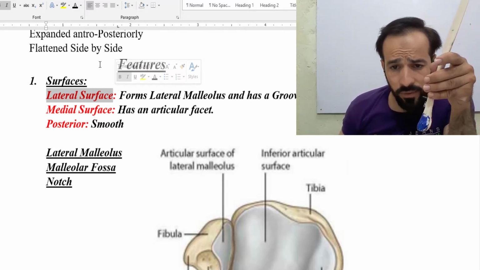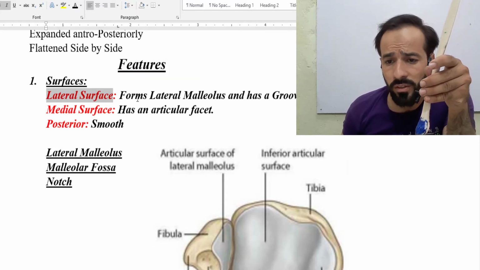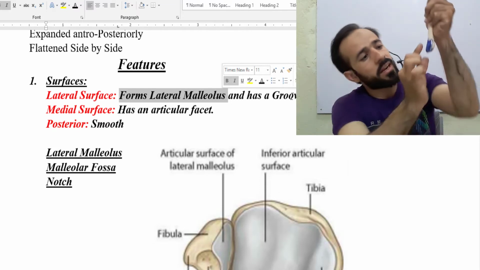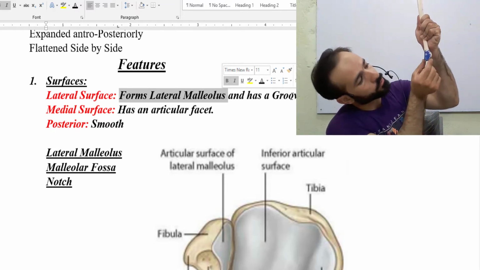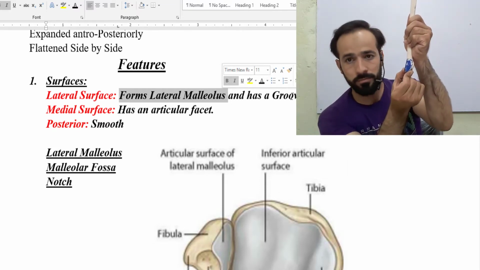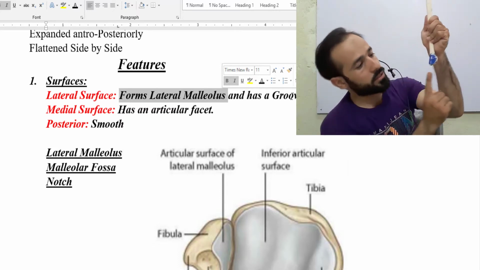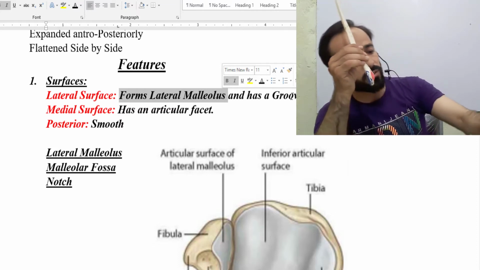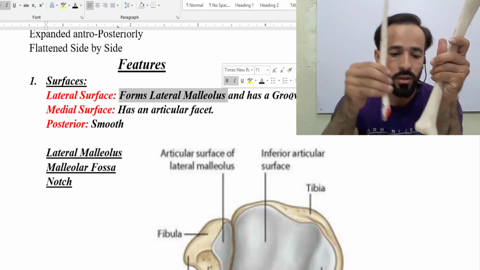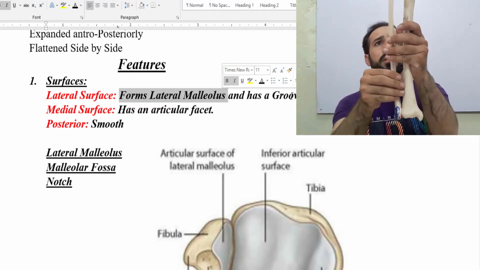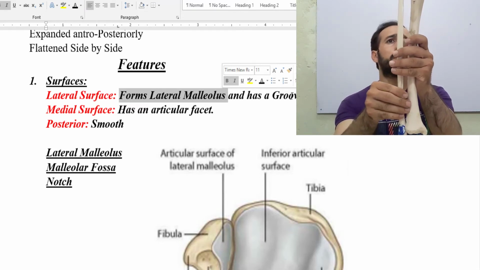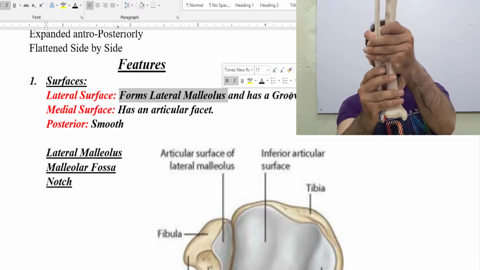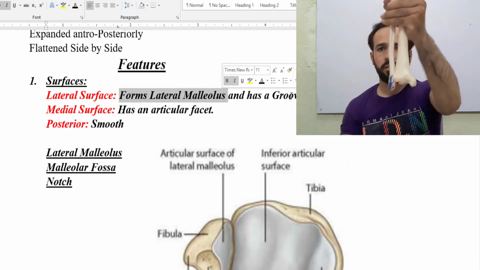The lateral surface forms the lateral malleolus and has a groove. Look carefully. This is the lateral surface, and when it goes down, it forms the lateral malleolus. In the tibia bone we have the medial malleolus, and in the fibula bone we have the lateral malleolus. This is how we hold both of them together. Like this. So look carefully.